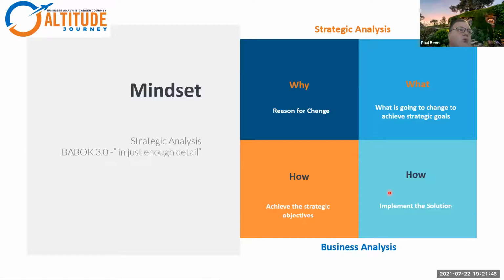Also, the BABOK, when it talks about strategic analysis, it says in just enough detail. And that's very different to when we work in project mode where we actually do a lot of detail. Even in Agile, we start with high level, but we'll work down to detail in order to get to a solution. So the level of detail at a strategic level is a lot higher than probably the level of detail at a normal or traditional business analyst role.